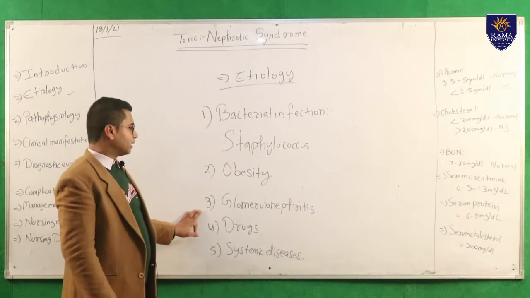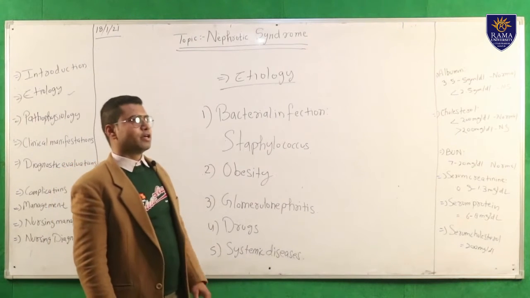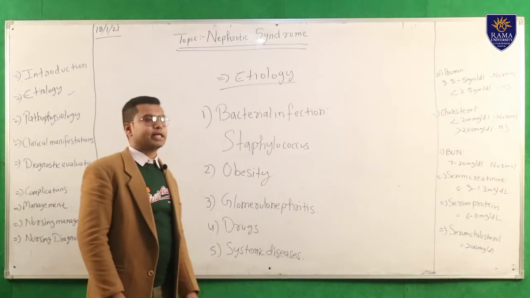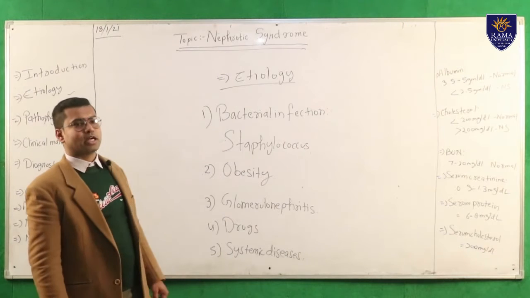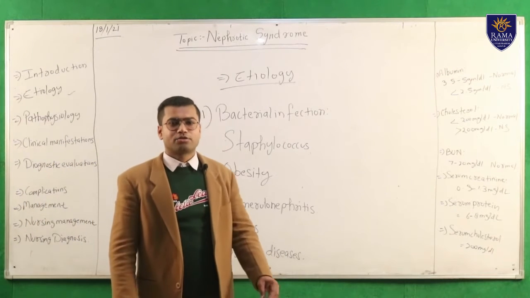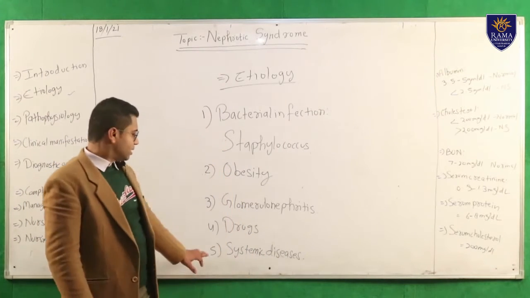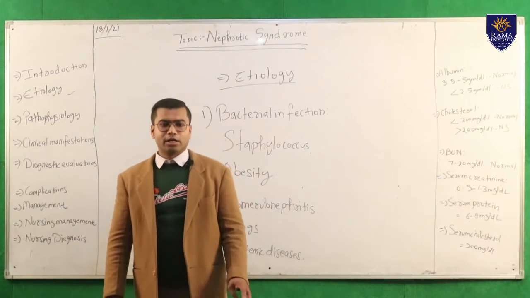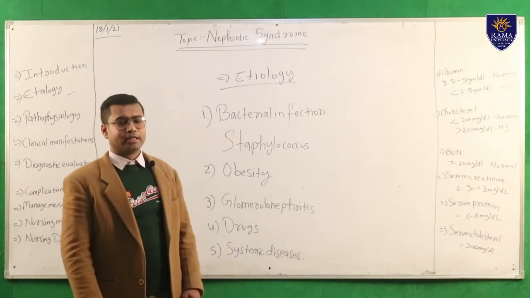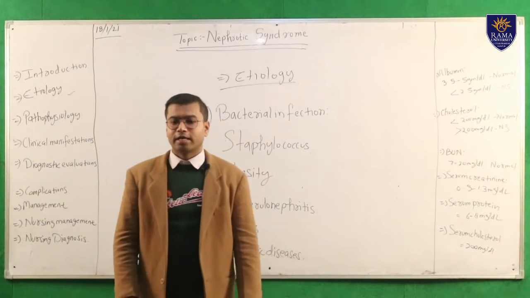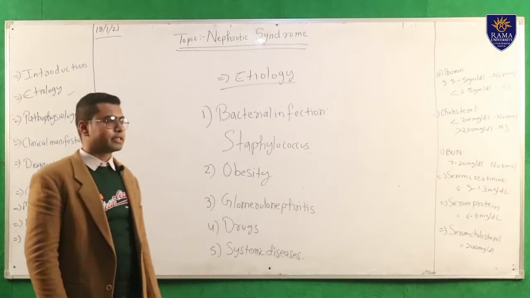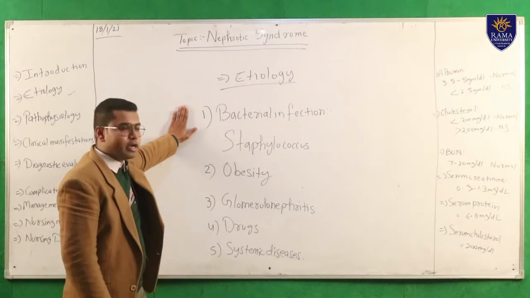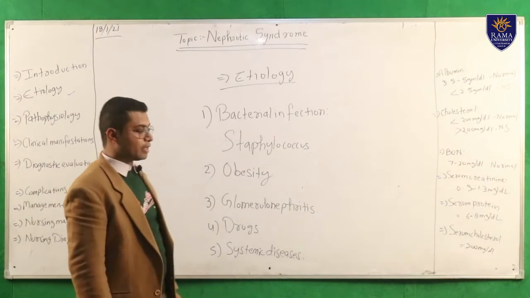Next another cause can be glomerulonephritis. Glomerulonephritis means inflammation of the glomerulus, which is situated in the kidney. Then it can also occur due to use of certain drugs like steroids and penicillin. Then another cause can be systemic diseases such as diabetes mellitus, leukemia, then renal disorders like nephritis, glomerulonephritis and chronic kidney disease. Then another cause can be cardiac failure. So these are the etiology for nephrotic syndrome. Next we will see pathophysiology.